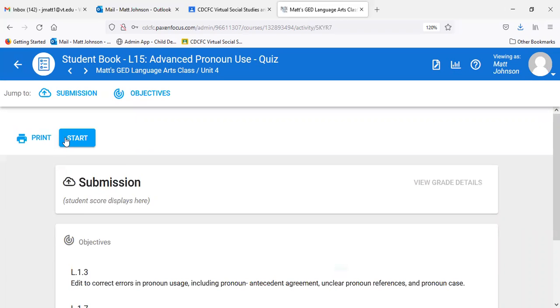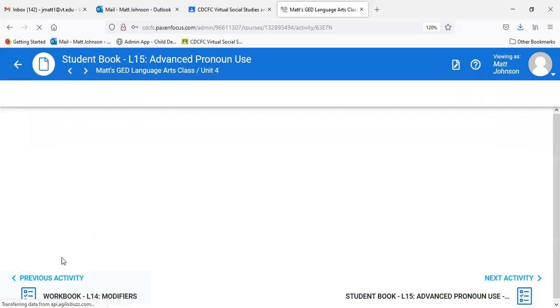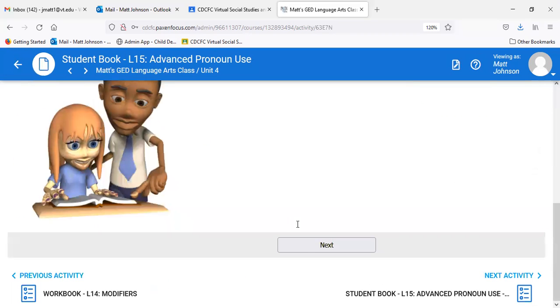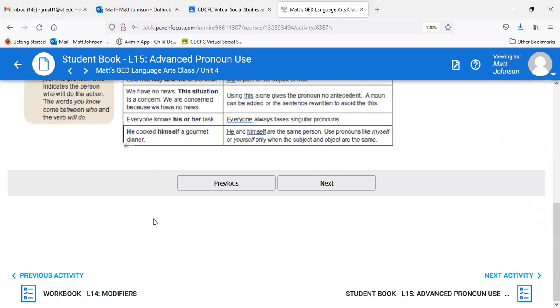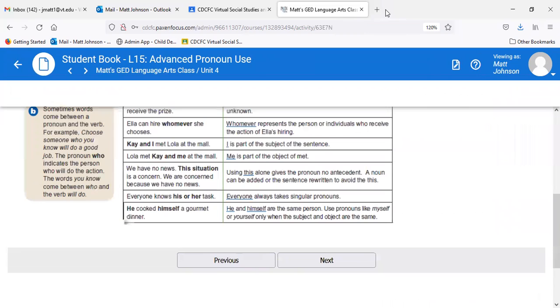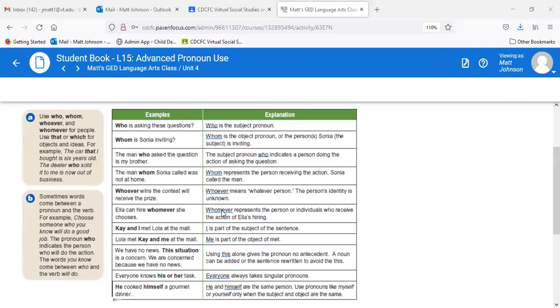It's the same thing. Oh, wait, did I? Yeah. Go back real quick. Okay, next. Okay, yeah, I missed a spot there. Okay, so our examples.